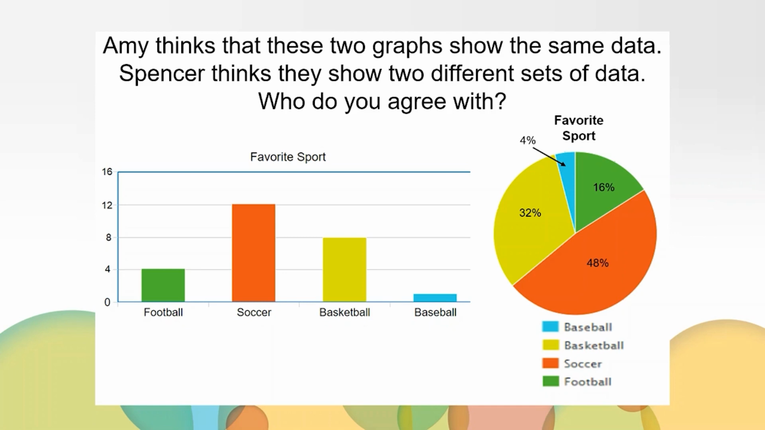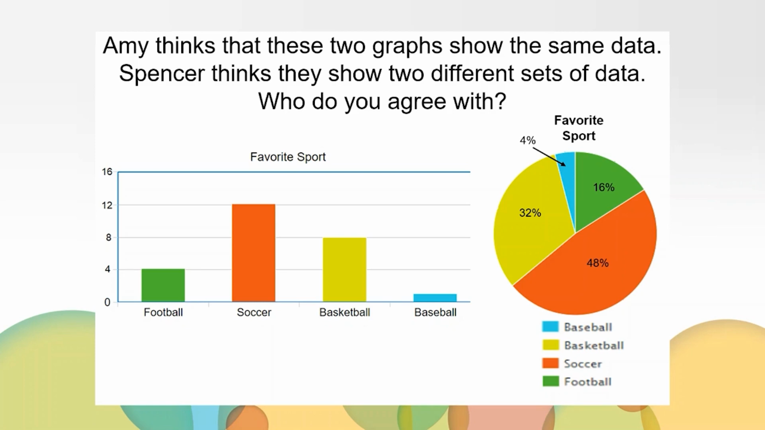We can see the data in both graphs represent people's favorite sports, and that the sports that people voted for were baseball, basketball, soccer, and football. Now let's take a closer look at the fractions that are represented in the bar graph. In order to do that, we need to figure out how many people voted for their favorite sport.